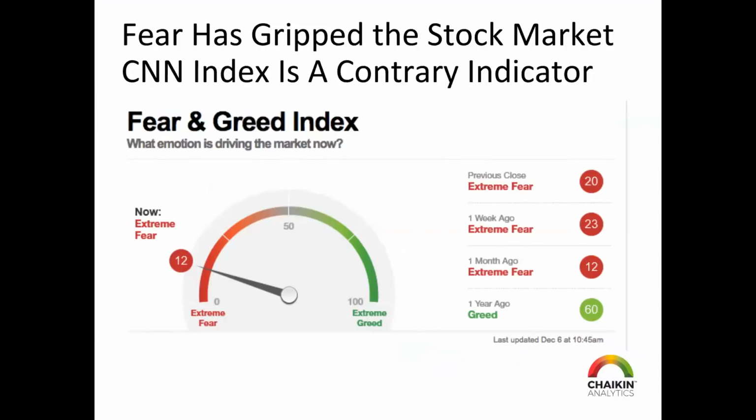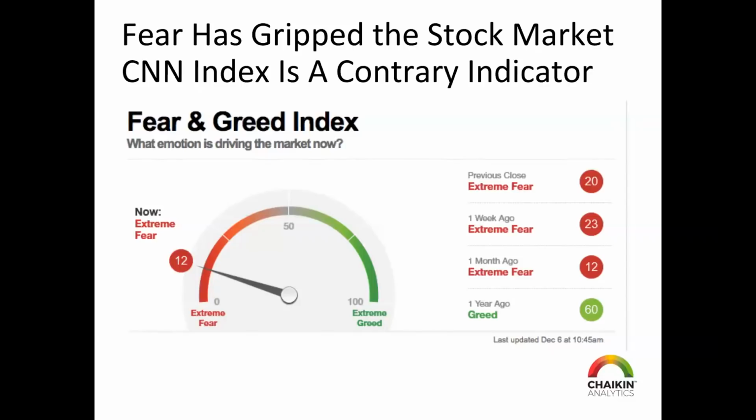So I've gotten very friendly with the CNN Fear and Greed Index. Hard to believe that CNN would create a really great sentiment indicator, but they did, and it's been around for a long time. And it's, as of last night's close, in extreme fear territory, as it has been for a month. Now, a year ago, it was in greed territory, not extreme greed. That happened in January of 2018.